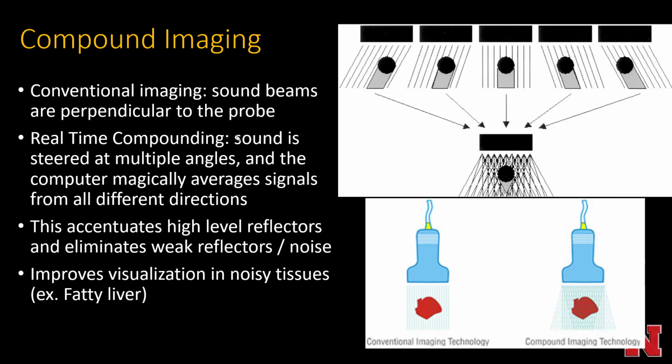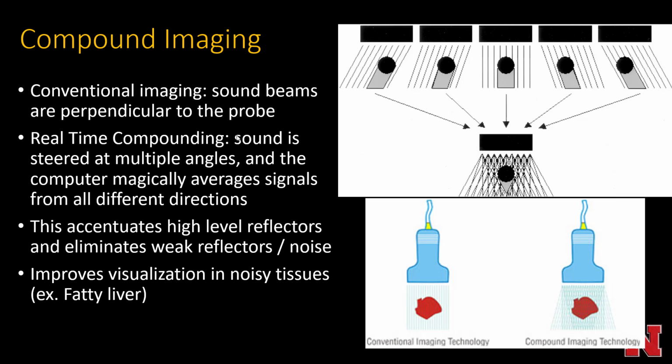Compound imaging. Conventional imaging uses sound beams that are perpendicular to the probe, versus compound imaging, when done in real time, where sound is actually steered at multiple angles, and the computer magically averages signals from all different directions. This can accentuate high-level reflectors, and it can eliminate weak reflectors, which tend to just contribute to noise in the image. This really works well in noisy tissues, and the example I like to cite is a fatty liver.